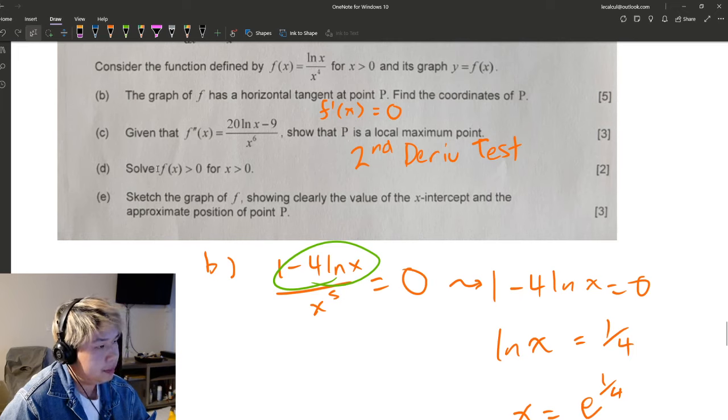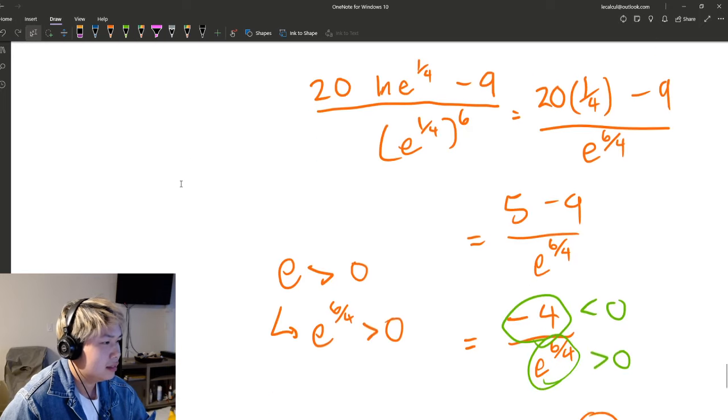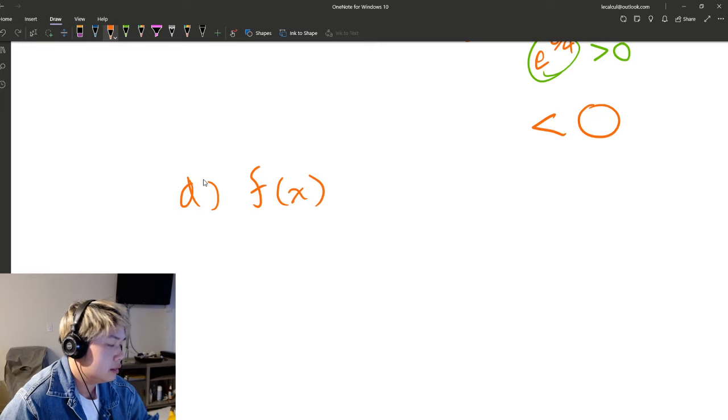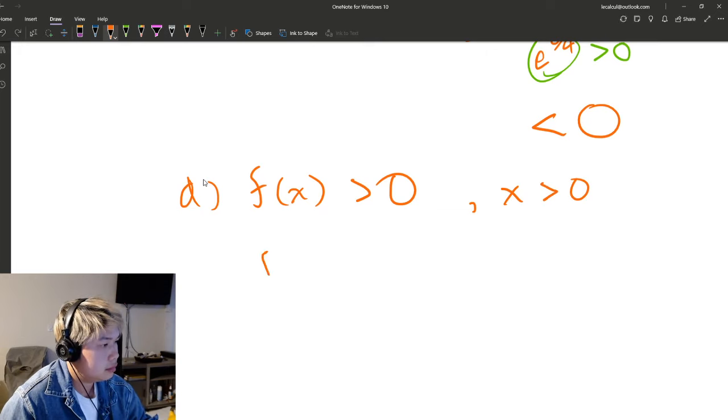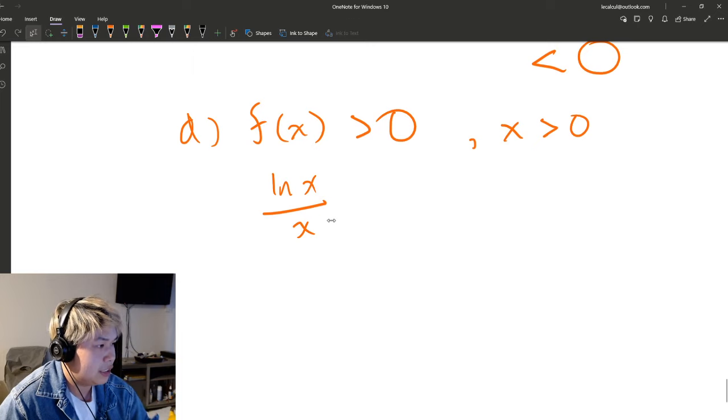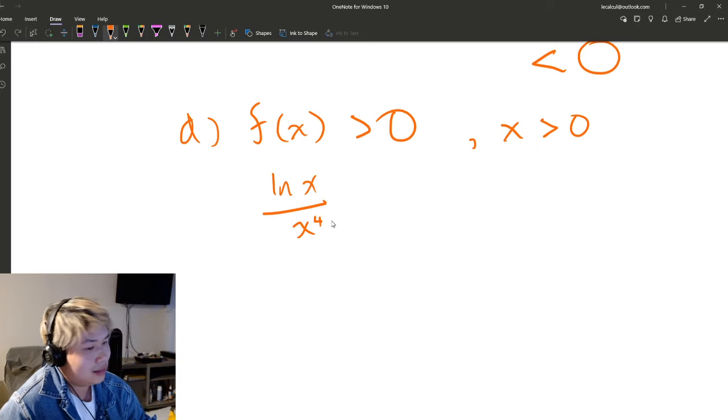Okay, and then solve the function being positive for x is greater than 0. Why? Okay, so our function being positive, right? And then let's just keep in mind that x is also positive. What even is our original function? It was natural log of x over x to the power of 4. This question's weird. I mean, it's not bad. It's just, okay, sure, whatever.